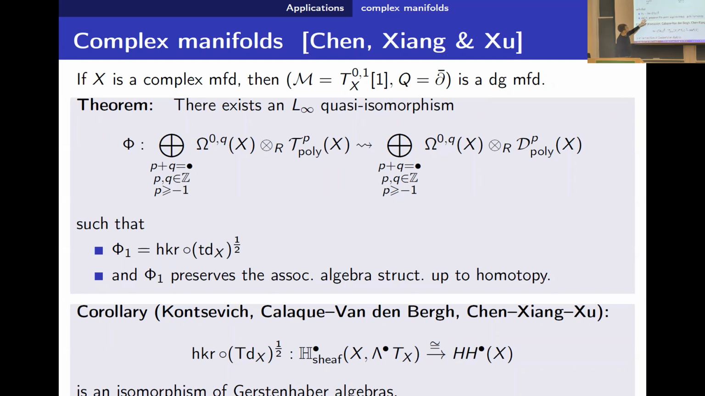And moreover, phi one preserves the associative algebra, so the wedge product and the cup product on the right-hand side, up to homotopy. Therefore, if you pass to the cohomology level, you get an isomorphism of Gerstenhaber algebras. That was done basically by Chen, Chiang, and Xu. Recently, they proved that the cohomology of this Dolbeault complex on the left is just the sheaf cohomology of X valued in the complex of multivector fields on X. And then the cohomology of the space on the right here is identified to the Hochschild cohomology of the complex manifold X.